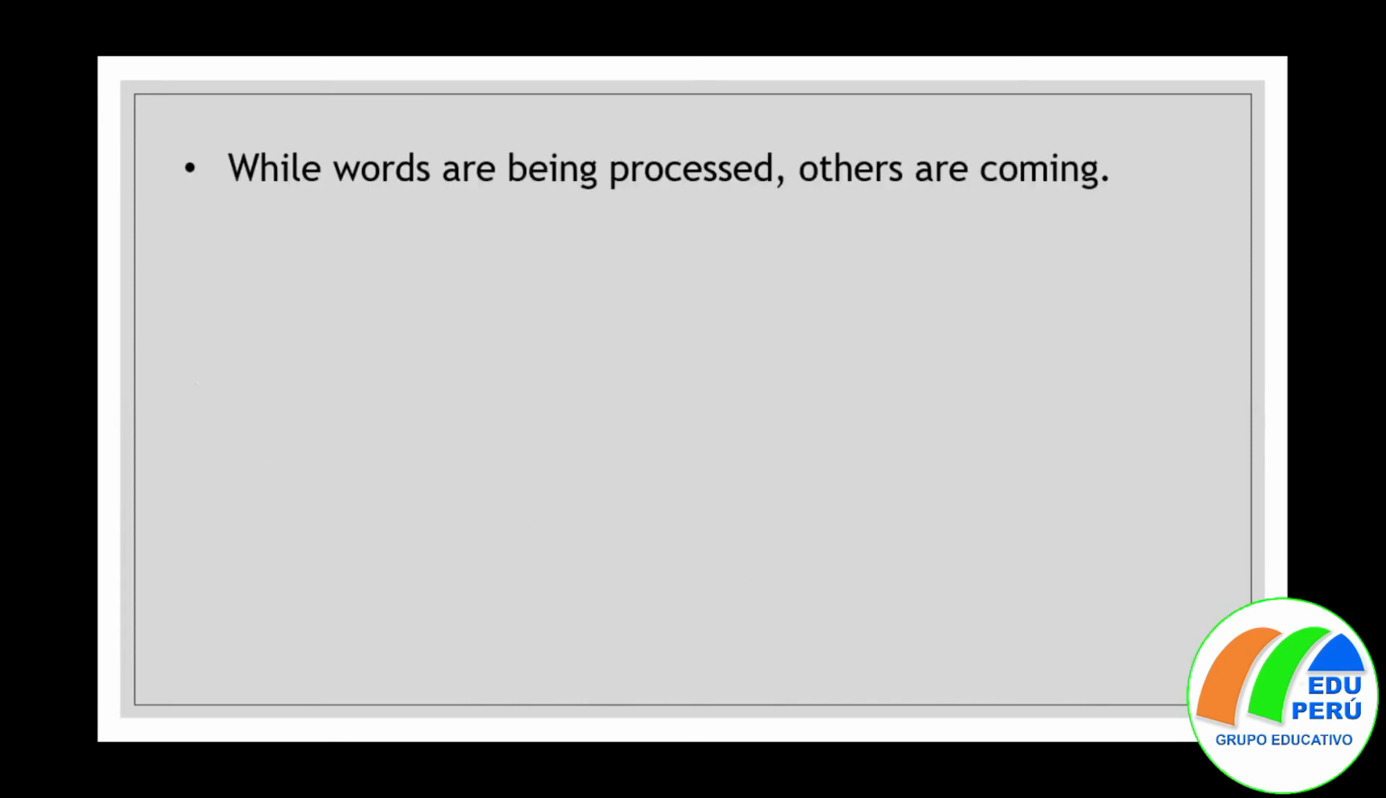And why we cannot understand easily, because while words are being processed, others are coming, no? You're decodifying one, then the other person is talking and talking and talking, but you receive a lot of words, a lot of words. So you don't have enough time to process everything, right? So it means that the mind is being flooded, no? It's being flooded with words.